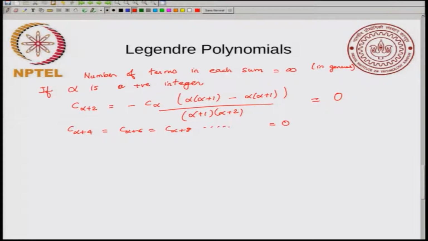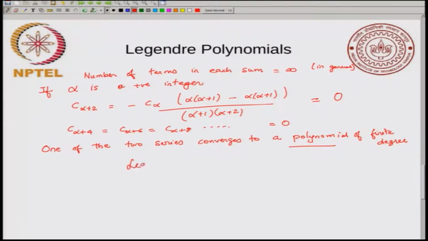So any term that is of the same parity as alpha, but has a value greater than alpha, like alpha plus 2, alpha plus 4, alpha plus 6, all those terms go to 0. So that means if alpha is a positive integer, then one of the two series converges to a polynomial, that means a polynomial of finite degree. And this polynomial of finite degree is referred to as the Legendre polynomial.